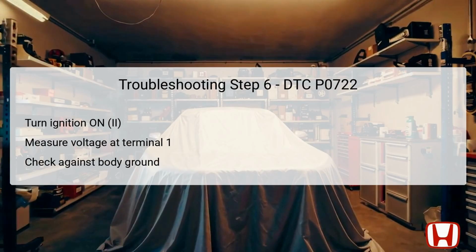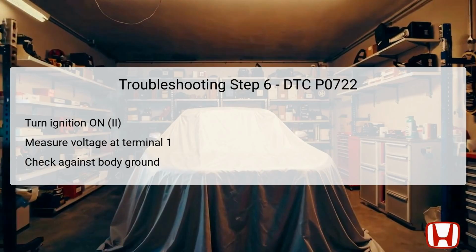2. While not starting the engine, use a multimeter to measure the voltage at terminal number 1 of the output shaft speed sensor connector, referencing it against the body ground. The expected voltage should be approximately 5 volts. This voltage is necessary for the sensor to function correctly. If the voltage is present and stable, it indicates that power is reaching the sensor, which is a crucial part of verifying its operational capacity.